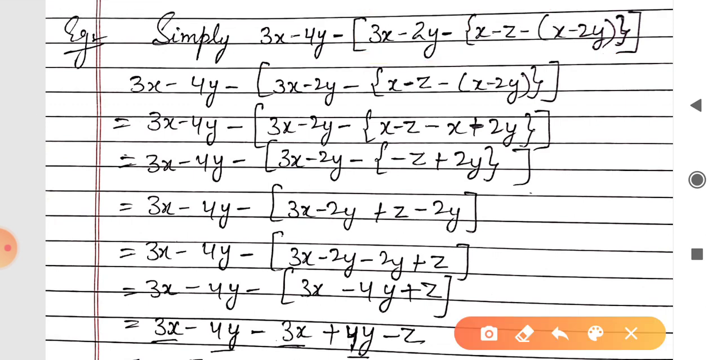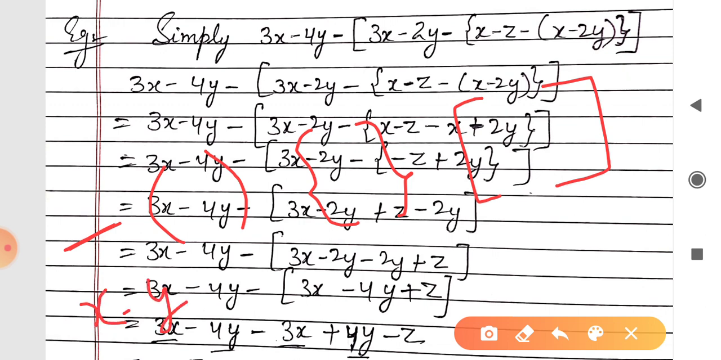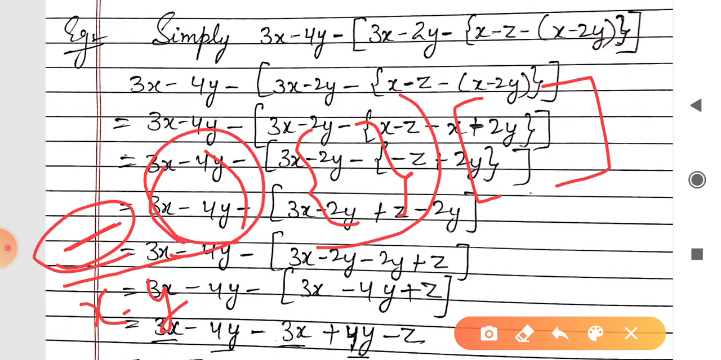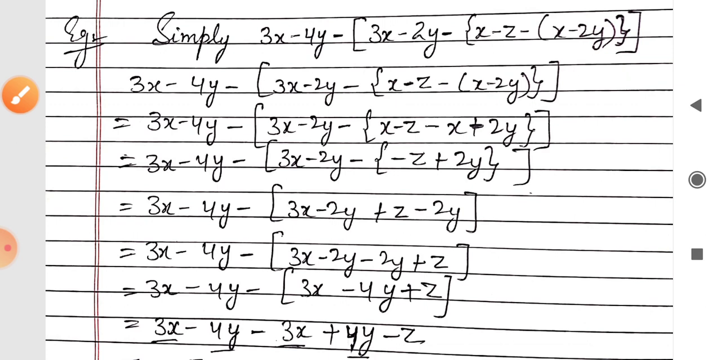But actually in mathematics there are four types of brackets. First is bar bracket, then next is round bracket, next is curly bracket, and the last one is square bracket. The smallest bracket is bar bracket. If it is written x minus y, then the bar bracket will be written like this, x minus y bar. This is the smallest bracket. Then next is round bracket, next is curly bracket, and then square bracket. These are four types of brackets in mathematics.